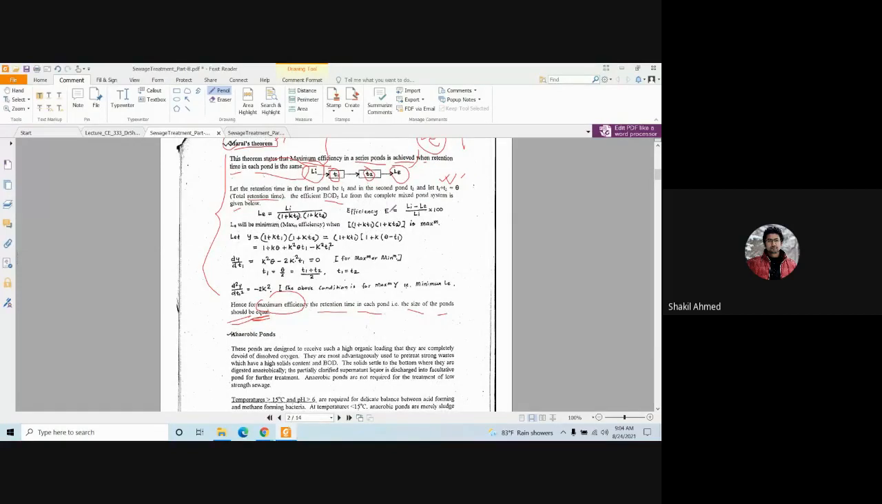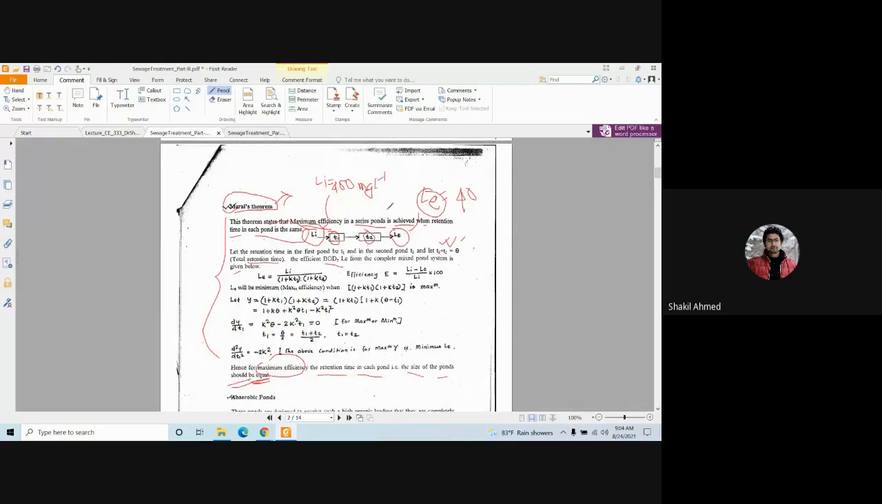Now, what is the efficiency? Efficiency means what is the percentage of removal? So, what is the percentage of removal? Li minus Le divided by Li into 100%. How much has been removed, guys? 400 minus 40. This is the amount Li minus Le. This is the amount which has been removed. Am I right? Yes, sir.